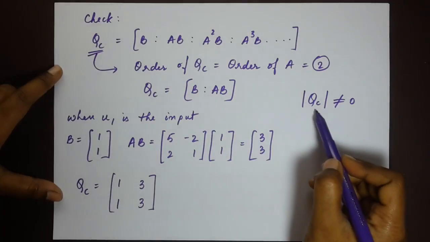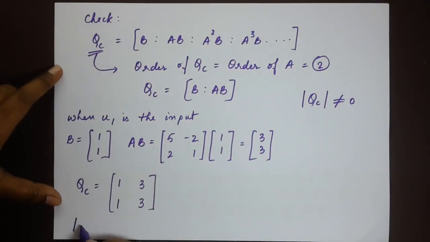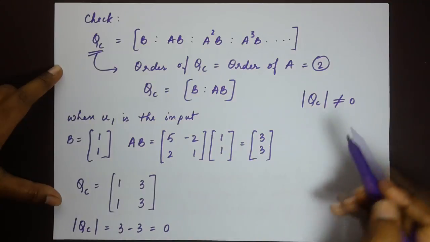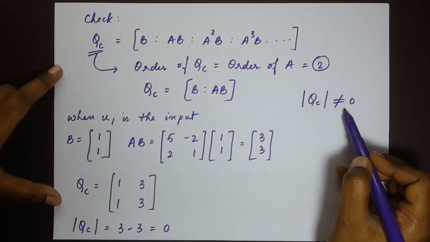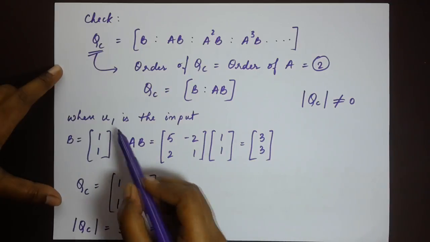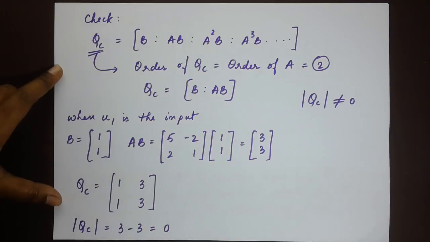Next, let's find the determinant of QC. We know that the determinant is AD minus BC, which is 3 minus 3, and that gives us 0. Now it is not supposed to be equal to 0, which means that U1 is not the right input. So this checks out wrong. Next step, when U2 is the input. Let's do that next.